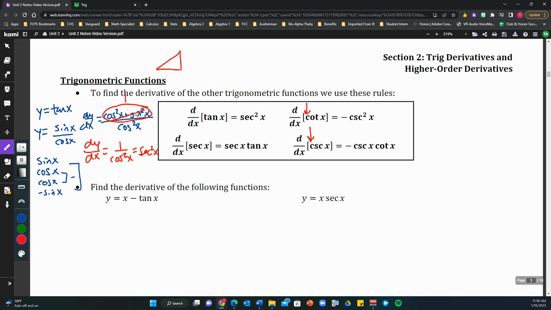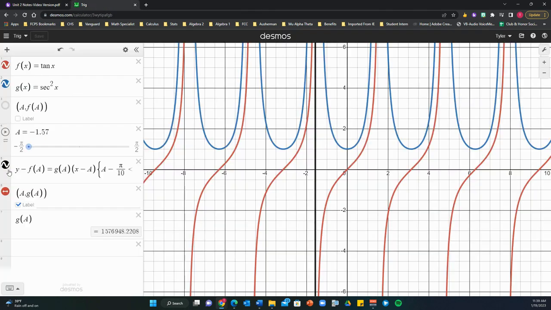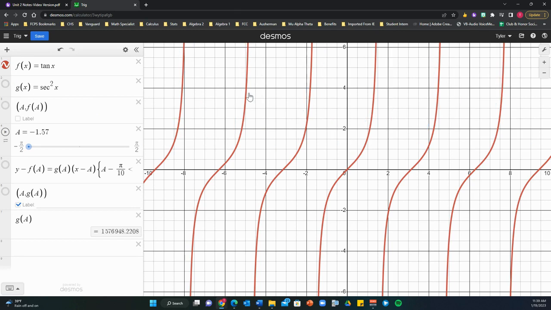Before we dive into examples, I want to take a look at the relationship between tangent and secant squared, just to hit home the importance of understanding how a derivative's y value relates to the graph of the original function. I've got a lot here, so let me break it down one piece at a time. First off, the red graph here is our tangent of x graph. Remember, it has vertical asymptotes at the pi over 2's, negative pi over 2, pi over 2, and so on. In between those asymptotes, we have a graph that's always increasing. It actually resembles the x cubed graph.